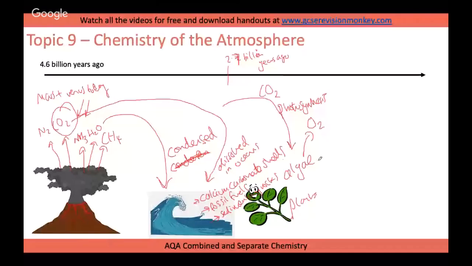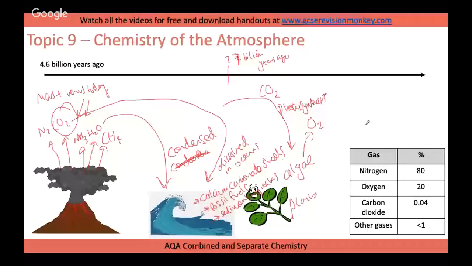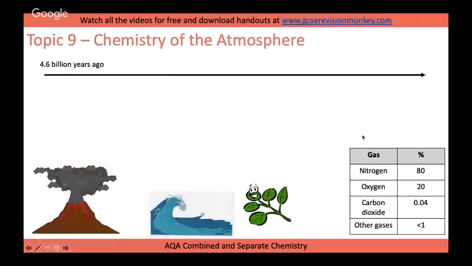Until we got the composition of the atmosphere as it is today, okay, which is 80% nitrogen, approximately, that's rounded up. 20% oxygen, again, that's rounded because together they make 100%, but obviously we've got a few other gases. We've got carbon dioxide, 0.04%, and other gases like argon, water vapor, and things at less than 1%. So it's weird, but in the exam, they will round these figures up and down normally, so it might not add up to 100% altogether.